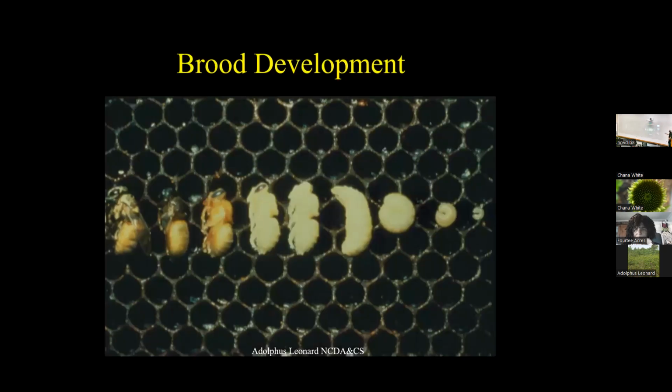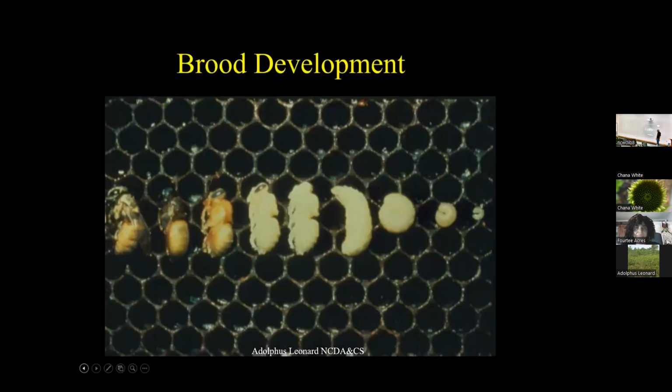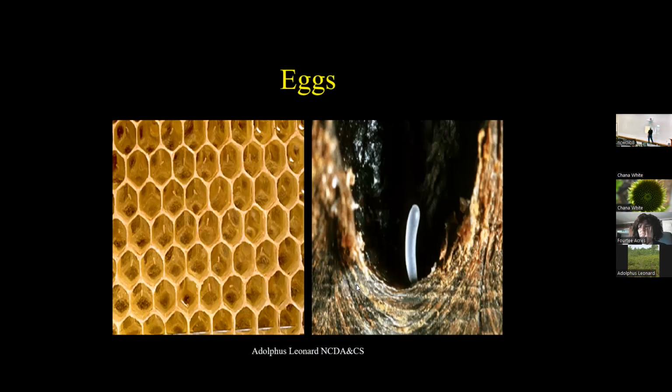This is normal brood development, starting from about 24-hour-old larvae, going all the way up to 21 days old, when the adult is ready to go to work. That's normal healthy development. There you go, that's what a healthy egg looks like.